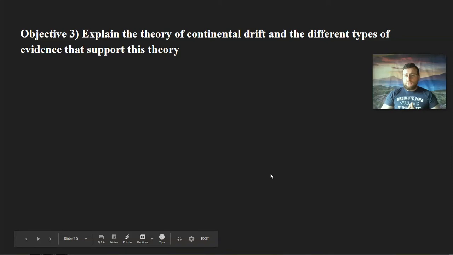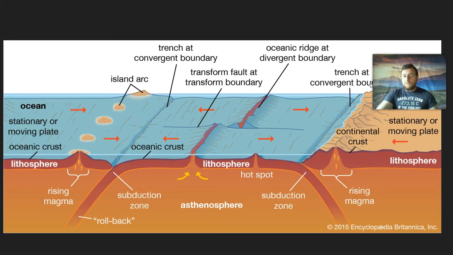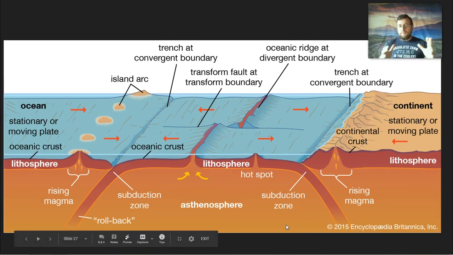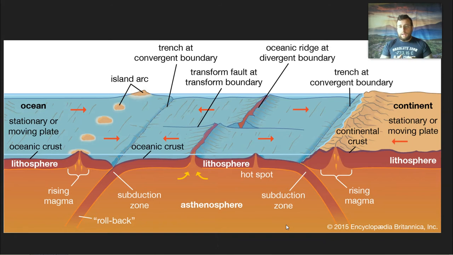Welcome to Objective 3, part 3 of our Plate Tectonics series. In this video, we're going to be talking about the theory of continental drift and the types of evidence that support it. Last video, we finished with a picture similar to this one, where we reviewed all the different types of boundaries and the structures that show up in them.